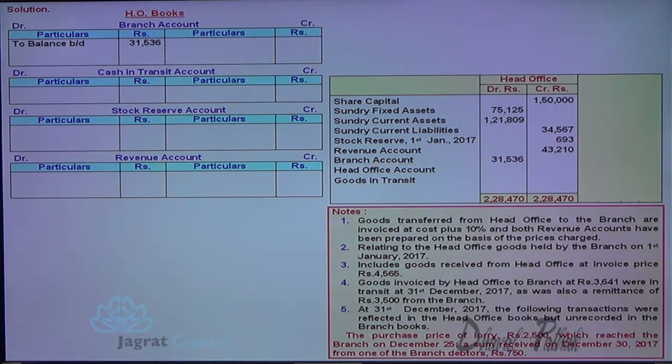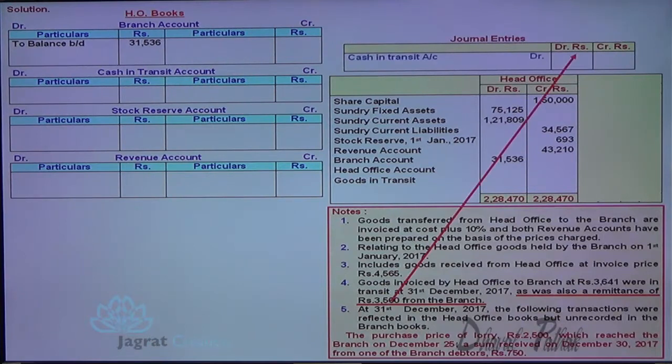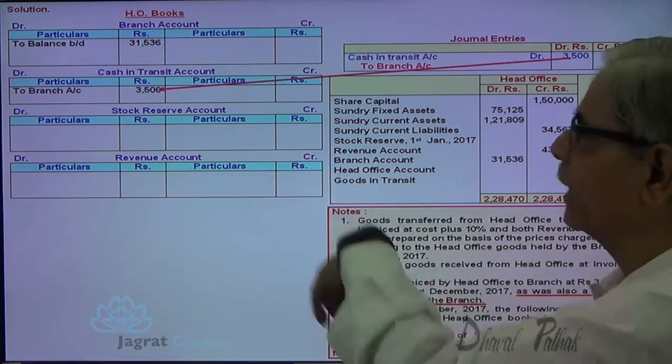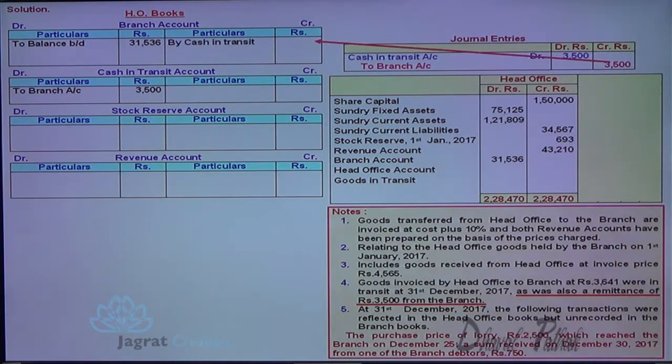Now the first entry that I would like to record: cash in transit, 3,500. Adjustment entry: cash in transit account debit, branch account credit. So I debit the cash in transit account, and the branch account is to be credited for that.